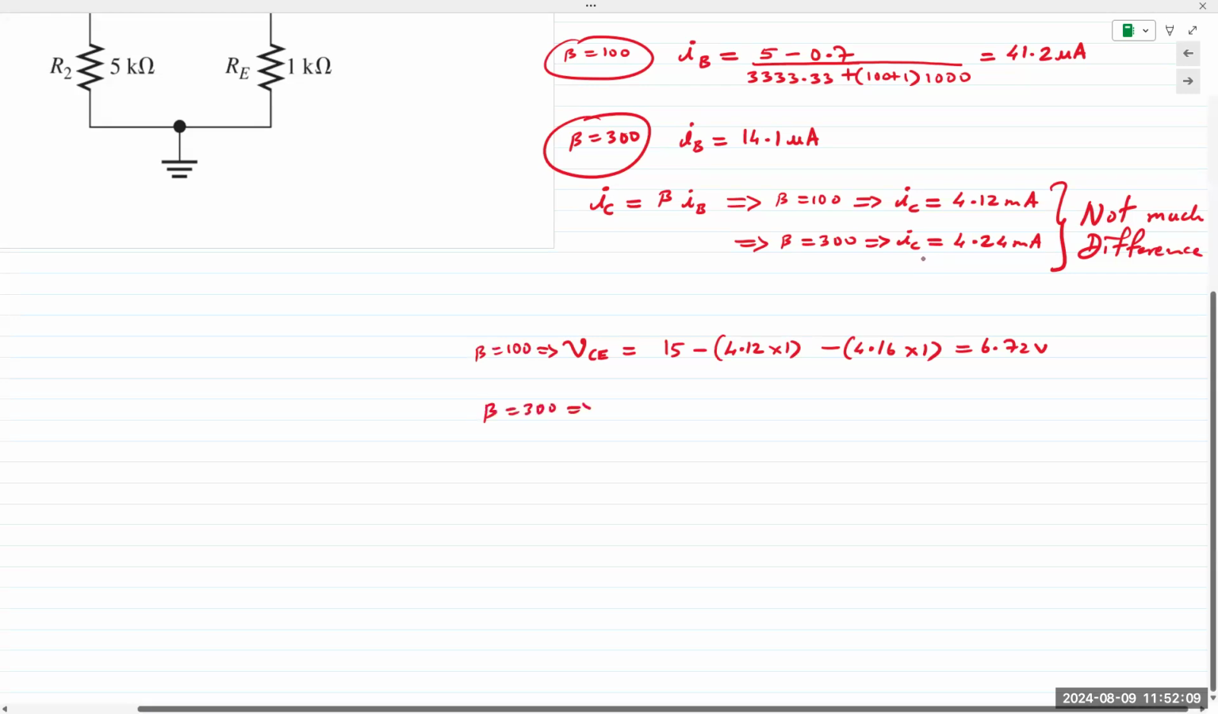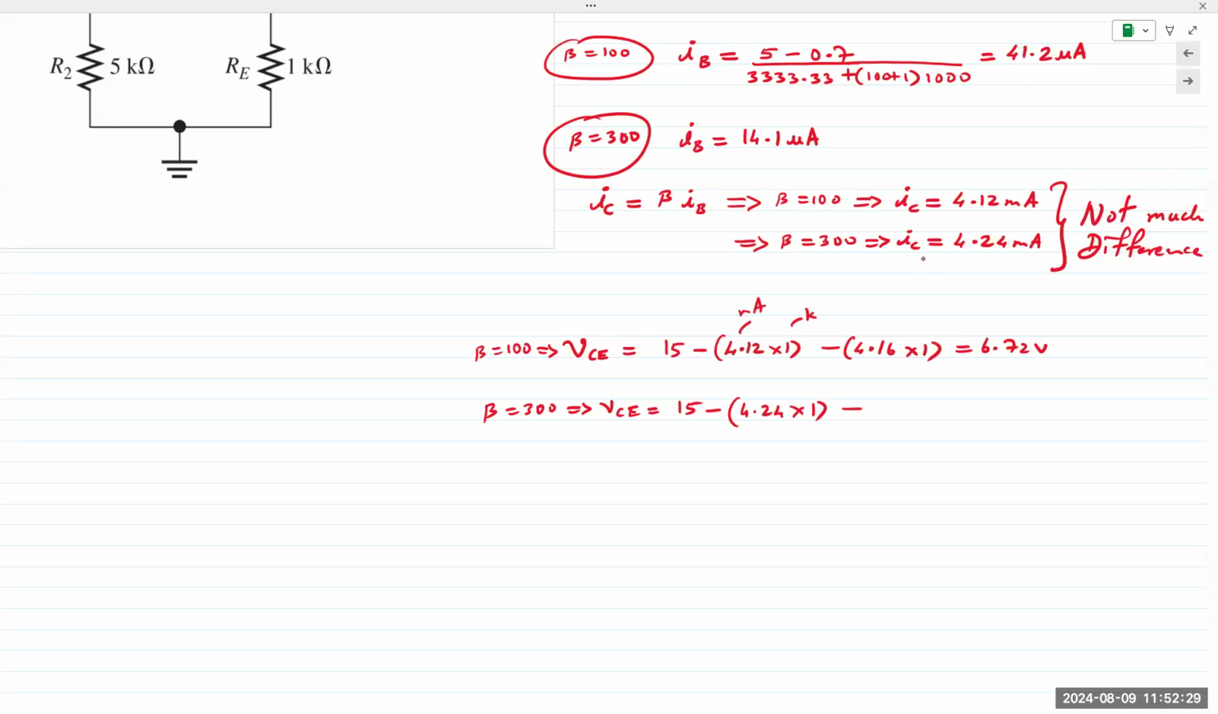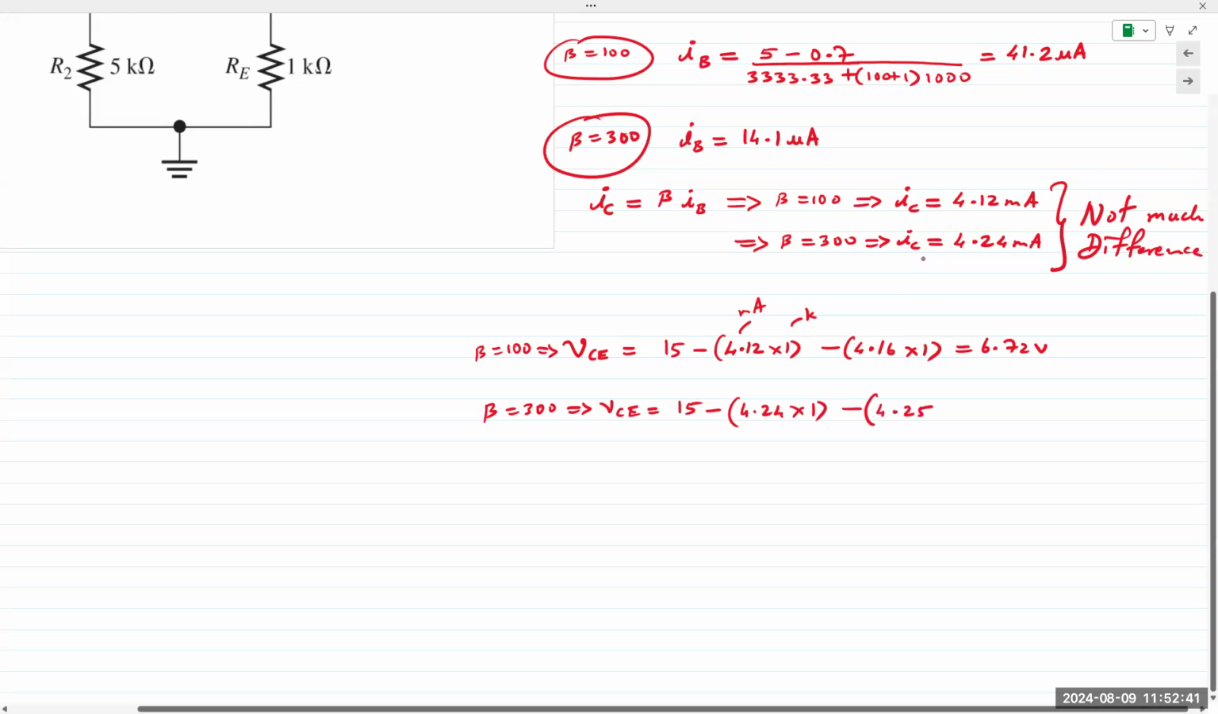For beta is equal to 300, VCE is VCC minus IC, which is 4.24 times 1000 ohms. This is, let me explain. This is milliamps and this is kilo ohms. So I just took it out: 10 raised to minus 3 and 10 raised to plus 3. That's what I did for all of them. And here my IE would be 4.24 plus IB 14.14. So it gives me 4.25 milliamps times 1000 ohms. 4.25 times 1 gives me 6.5 volts, 6.51.